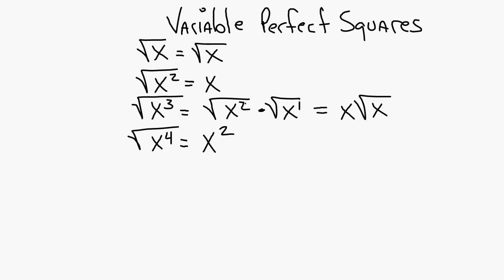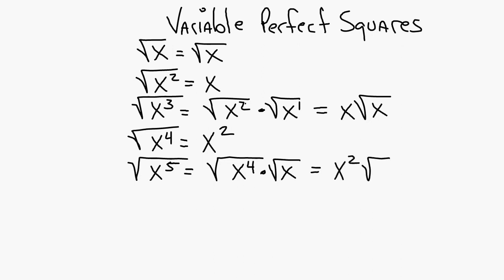So if you take the square root of x to the fifth, that's equal to the square root of x to the fourth times the square root of x, which equals x squared times square root of x. The square root of x to the sixth is a perfect square. And what's the square root of x to the sixth equal to? X to the third.